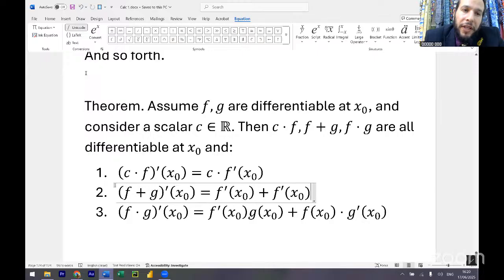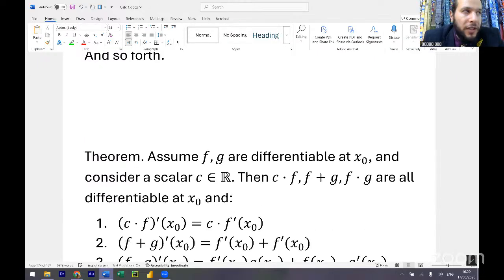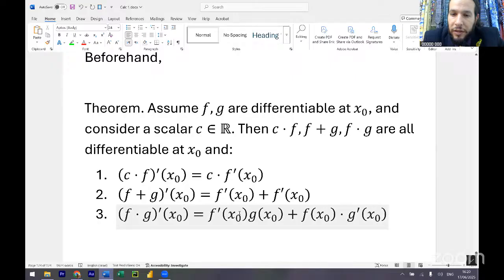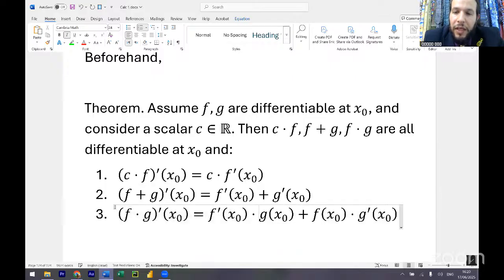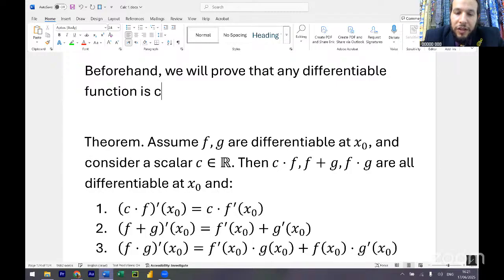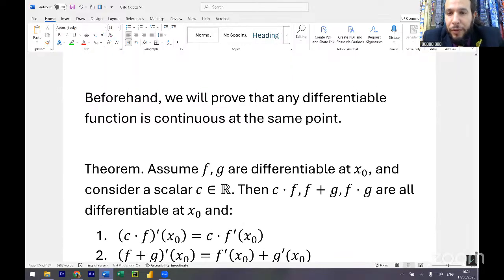And now, as usual for me, I remember that I need to prove a theorem beforehand. I think you made a mistake on the second line. Why? Oh yeah, g, thanks. But beforehand, I need to prove a theorem. We will prove that any differentiable function is continuous at the same point. I'll phrase it mathematically in a bit.